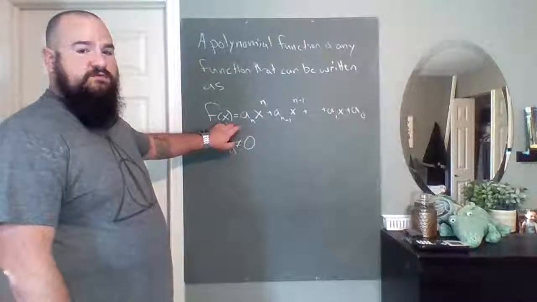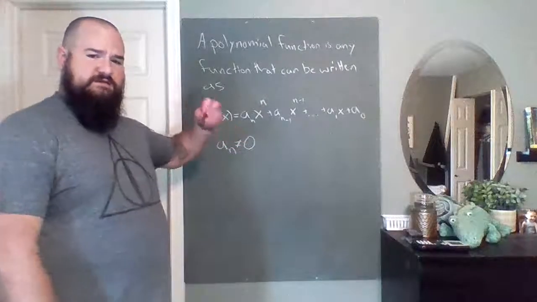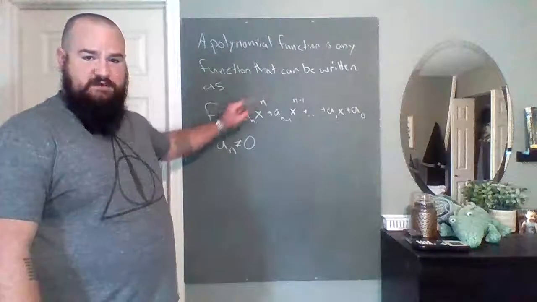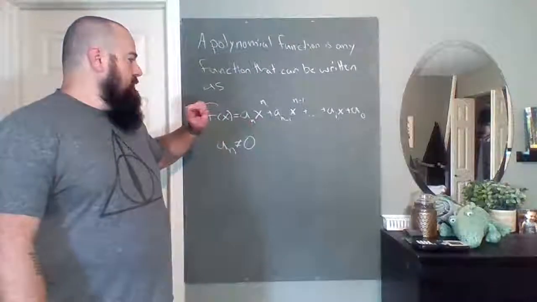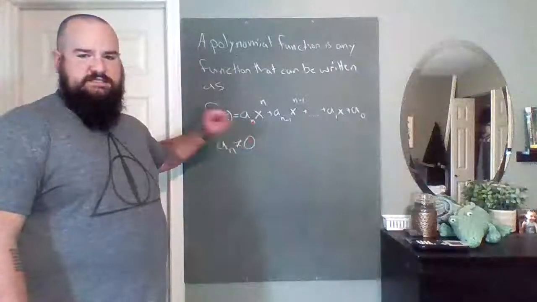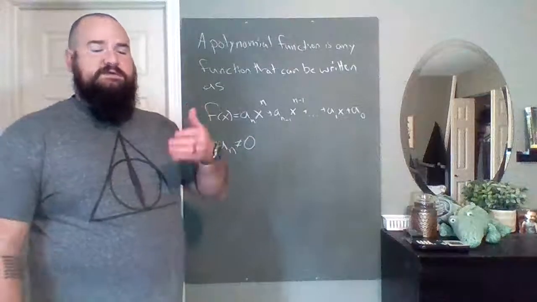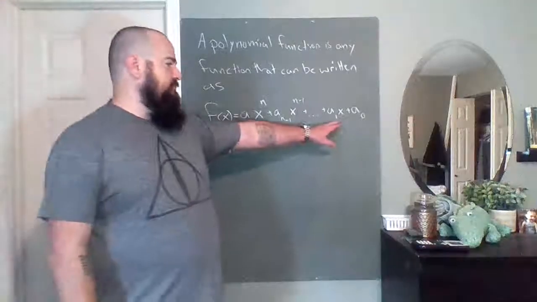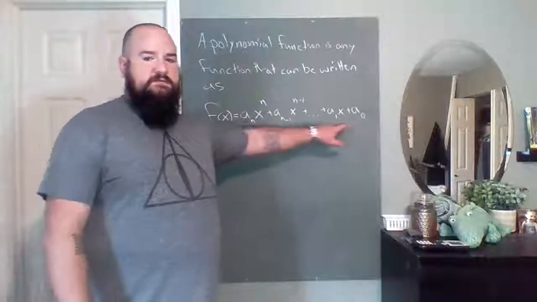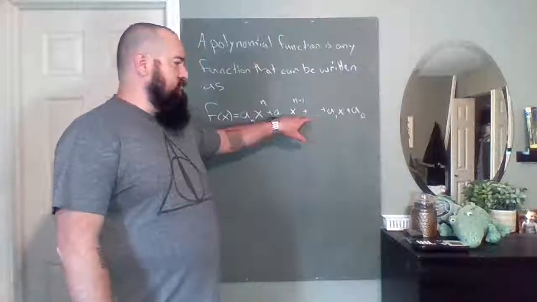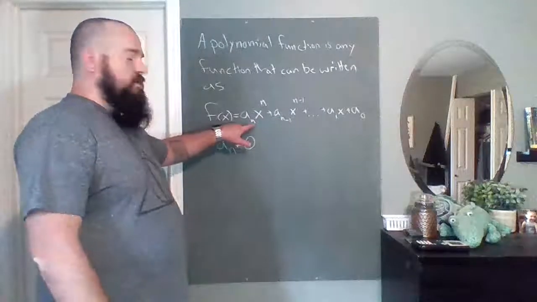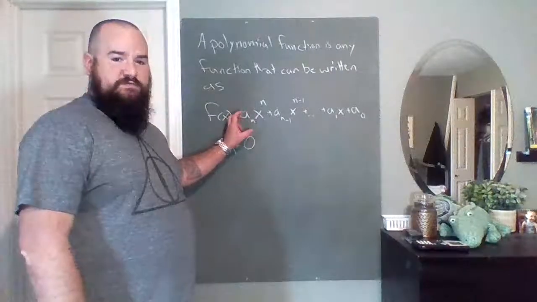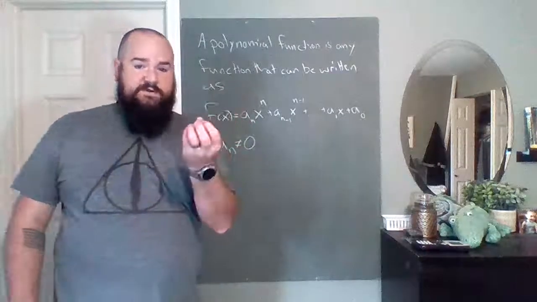So f of x equals... these are little subscripts, so they're like an exponent. They're written small and above, or in this case below. What these represent is just a way to keep count. You have a 0, a 1, 2, 3, 4, 5, 6, all the way up to whatever number n is. So this a sub n is just a number, it's a constant.